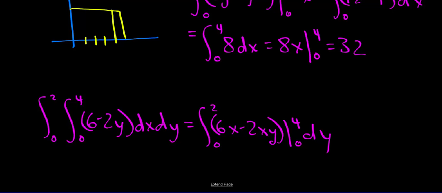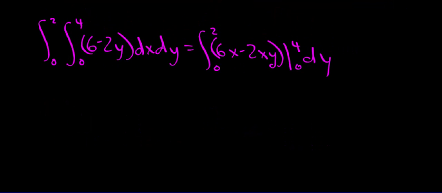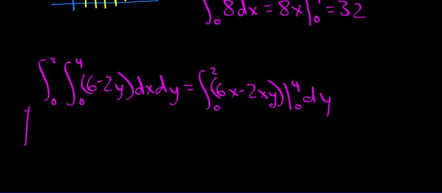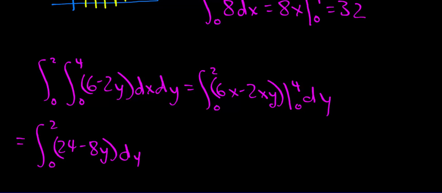Okay. Now let's go ahead and put those values in there. So here, here we go. 0 to 2. Now, if I put in a 4 for x, I get 24 minus 8y. I've got dy.